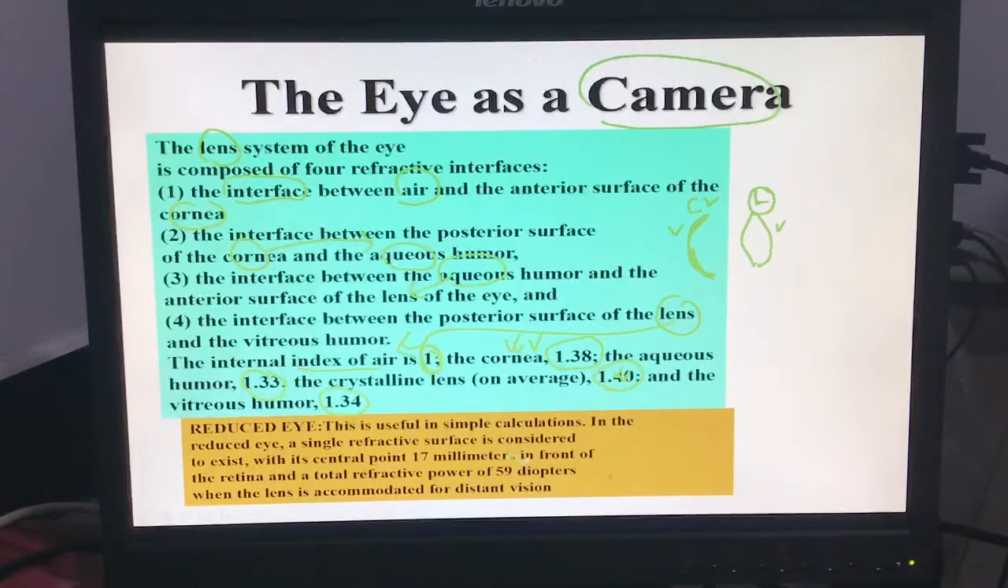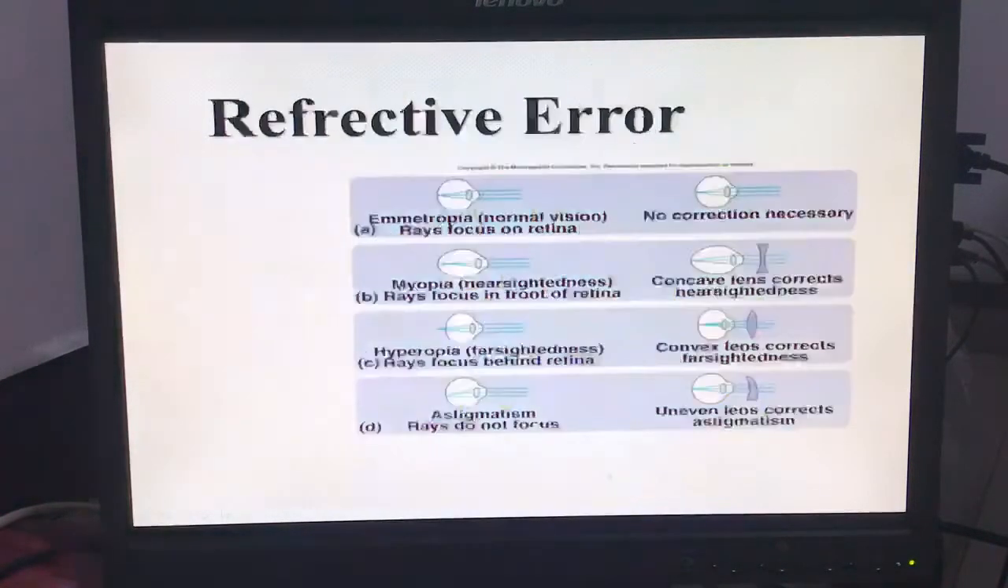The eye works like a camera. If we consider all these structures as one lens system, the refractive power of all four structures together is 59 diopters. The refractive power is 59 diopters for all eye structures. Regarding refractive error, I already covered this previously.